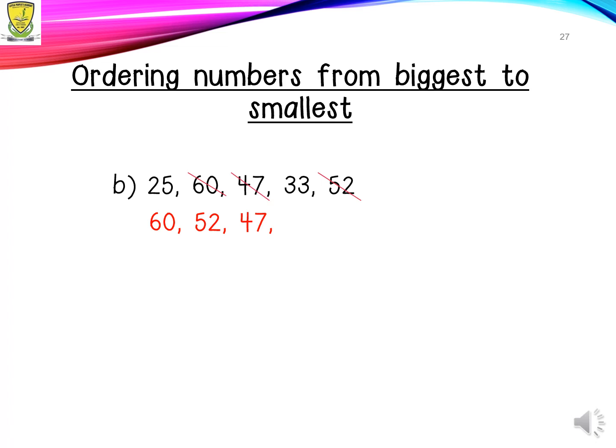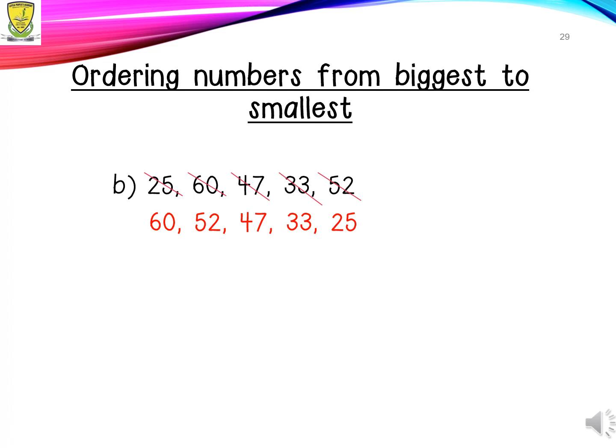So from those numbers, 47 was the biggest. So I scratched out 47 and I wrote it at the bottom. Now you can see we are left with two numbers, 25 and 33. 33 was bigger than 25. So as you can see, I have scratched out 33 and I wrote it at the bottom. My last number that was left was 25. I have scratched it out and I wrote it at the bottom.